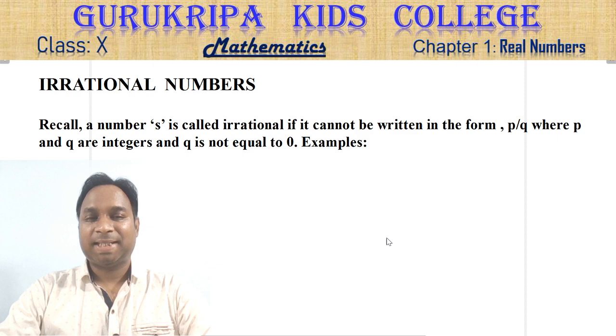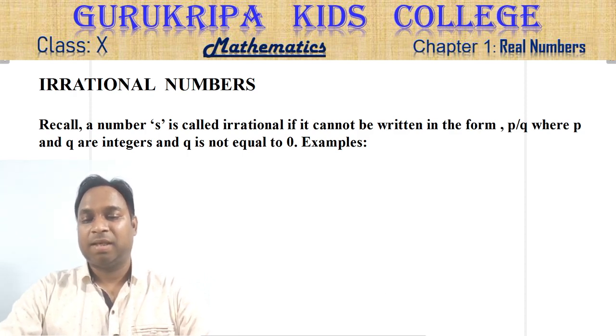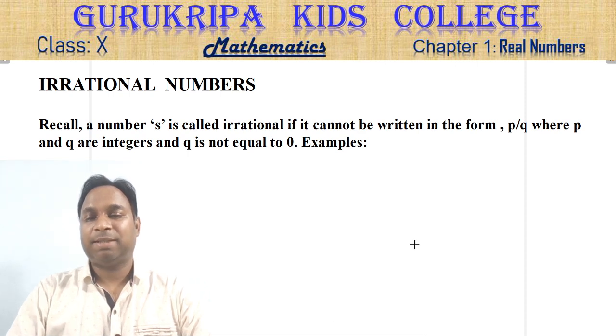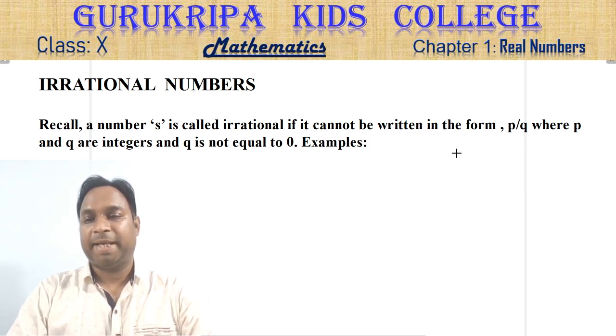Okay, after the completion of exercise 1.2 of the NCERT textbook, let us start talking about the next topic. The next topic is irrational numbers. You are already very familiar with irrational numbers. You have studied it in the last class. Do you remember what is an irrational number? Can you give me one example of an irrational number? One example? Anyone?